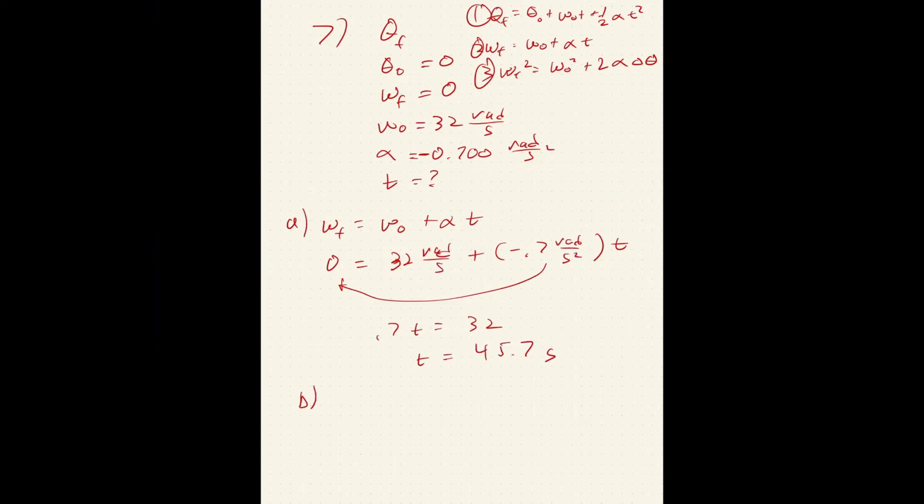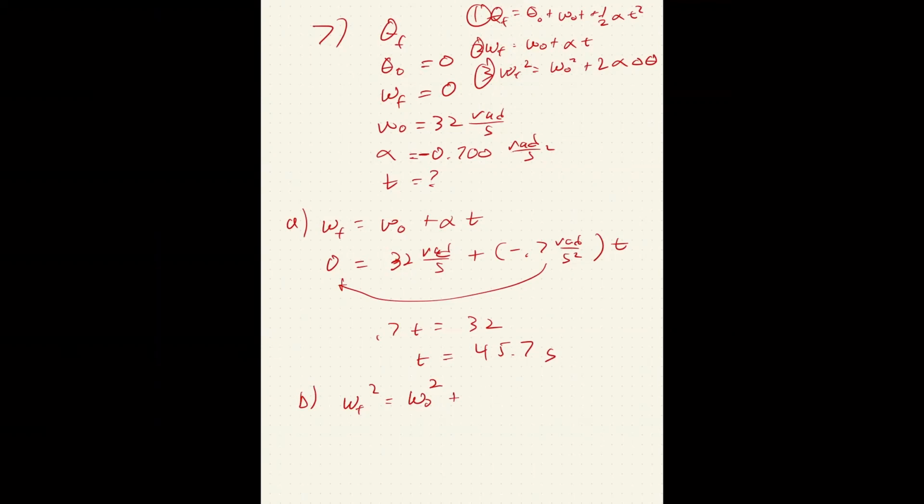Now, that's part A. Part B asks how many revolutions it takes before stopping. So we're not going to solve for revolutions yet. We're going to stay in the radians space. We have two different choices of what we want to use. Let's use the third one, equation number 3. So omega F squared equals omega initial squared. It should be omega, not W. I apologize, I call it W sometimes in my head. Omega F squared is equal to omega initial squared plus 2 alpha.